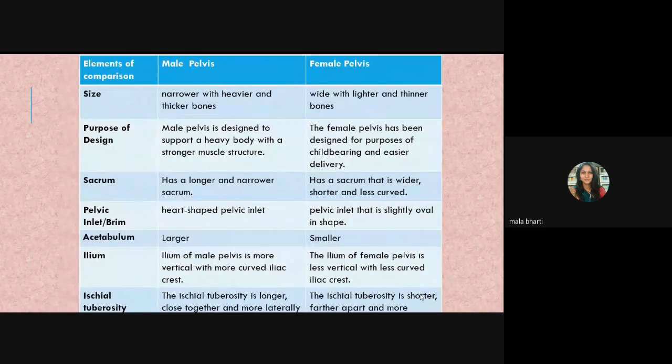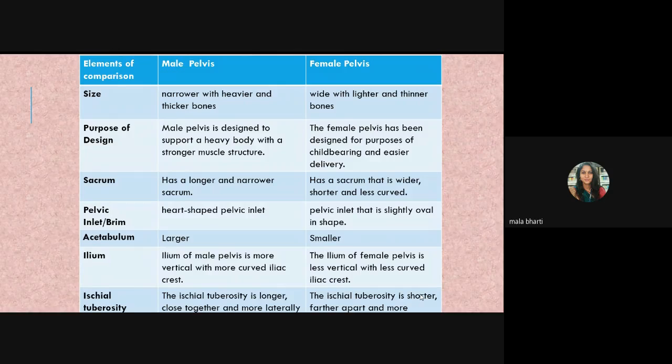I'll just quickly go to the difference in how it is present in the male and the female. The whole purpose of the pelvis is definitely to protect the internal organs and provide support. But the design is made in a manner that in the male it can support the heavy bodily structure and muscle structure of the male, whereas in the female the pelvis is designed so that it can bear a child, and allow for easier delivery as well.